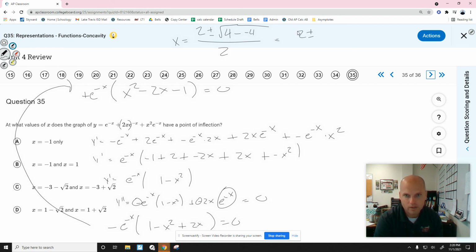2 plus or minus root 8 over 2. This is 2 plus or minus root 4 root 2, which is 2 root 2's. This is 2 plus, divide everything by 2. 1 plus or minus root 2.